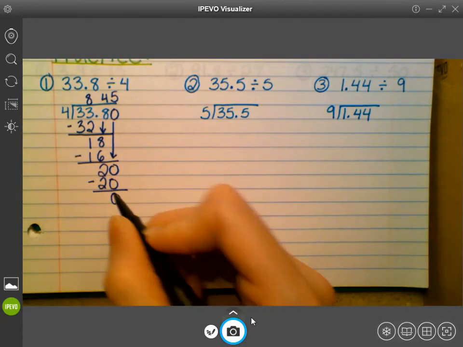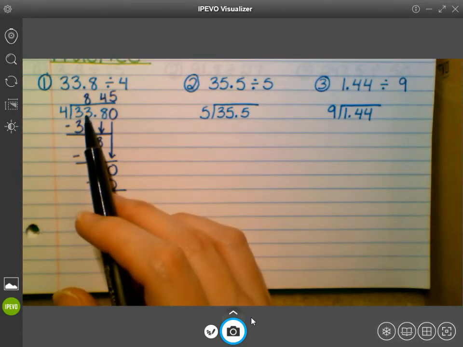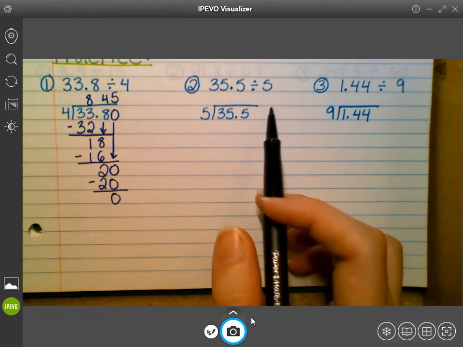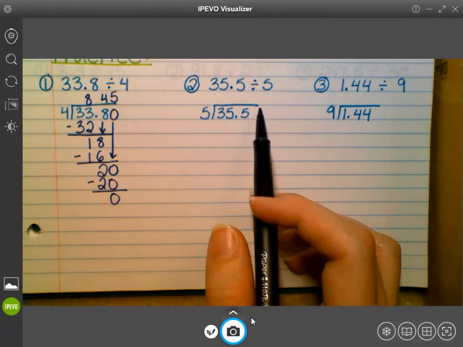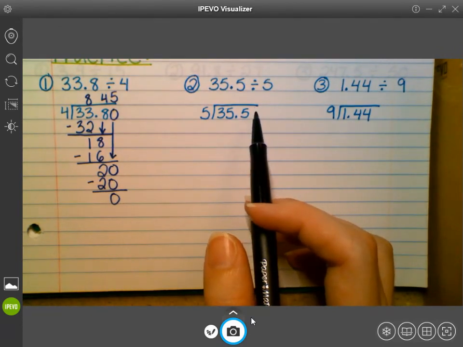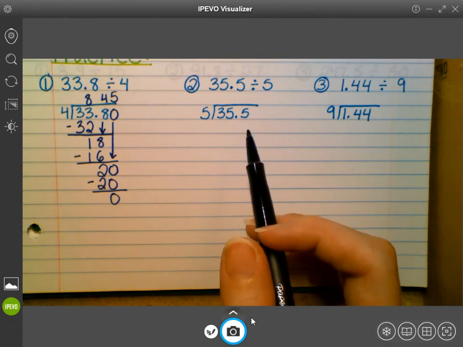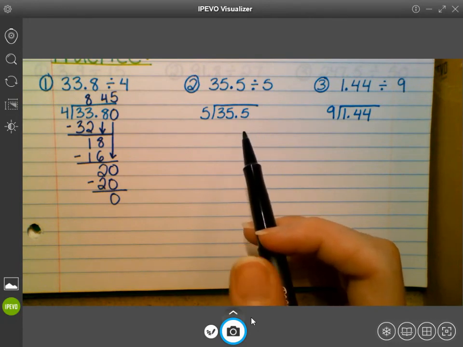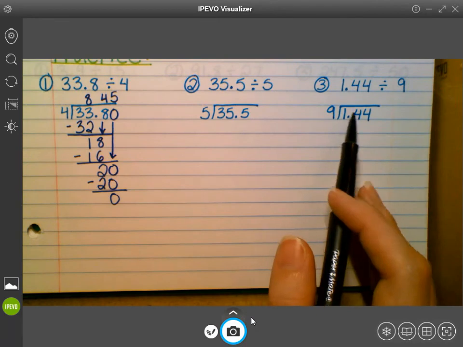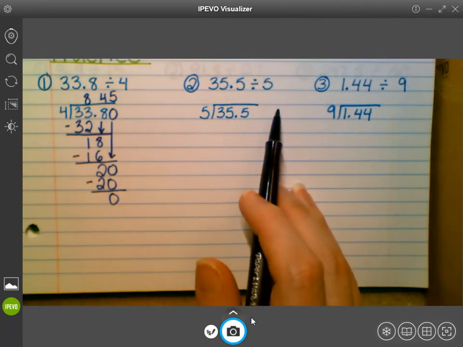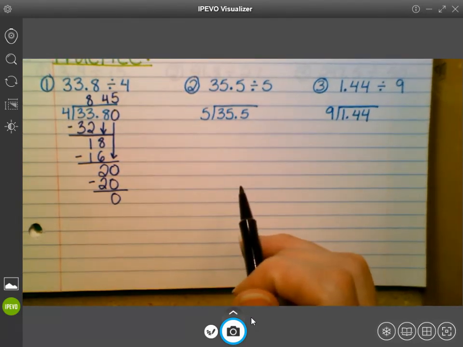I get 0. Have you guys noticed that whenever I draw or I set up my division problems, I always let it hang over the number more? Because I am so used to being able to add zeros because I learned this. And so if you've ever noticed that when Miss E sets up her division problems, I always go further over in case I need to add zeros.